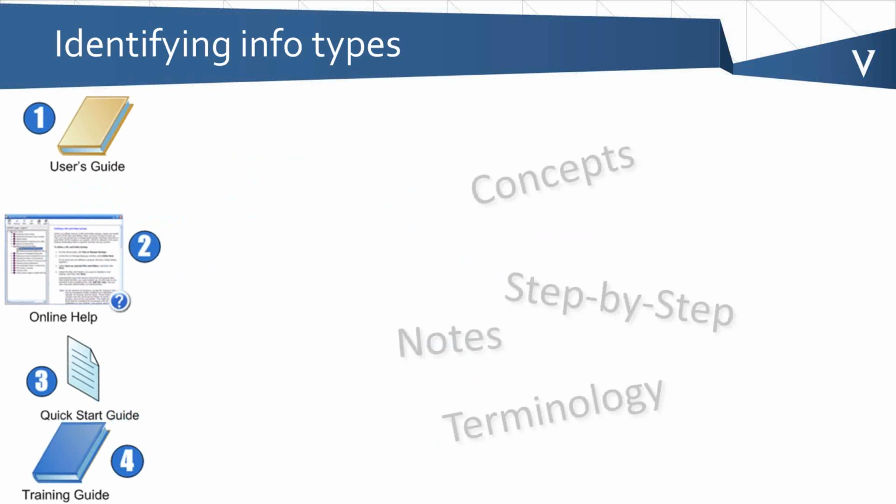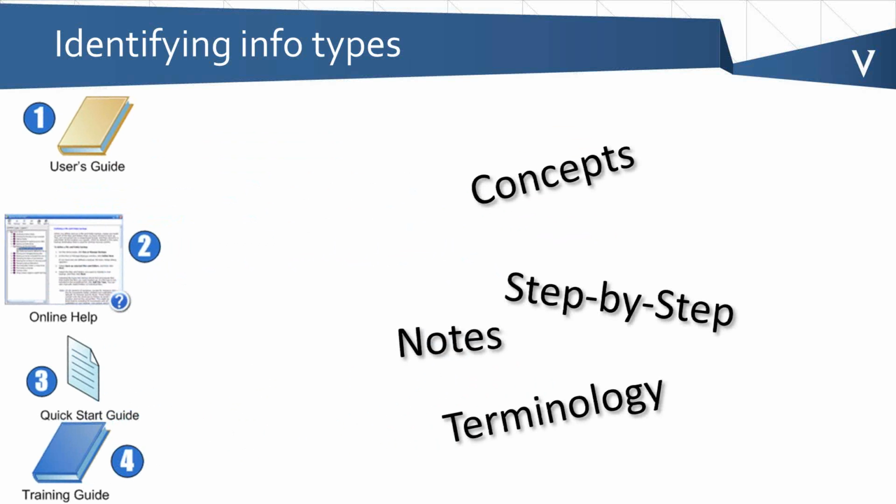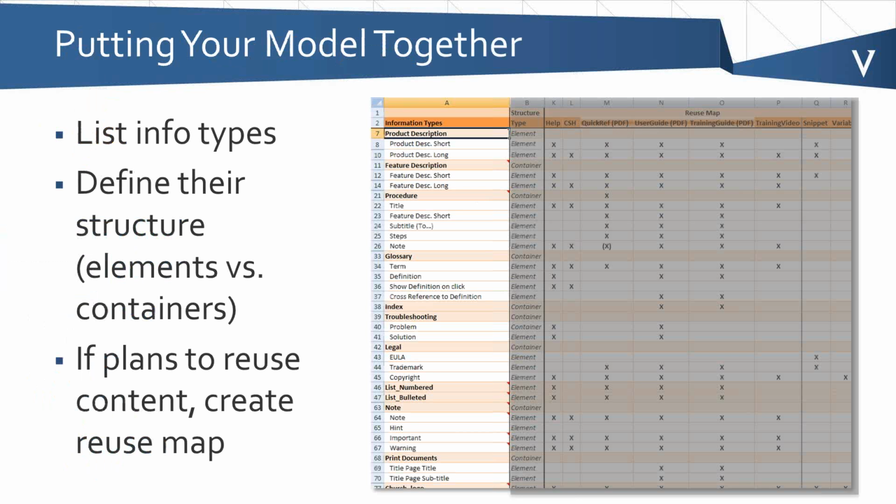So you may have a user's guide, online help system, a quick start guide, training guide, and then as you look through those and scan through those, you start to see these common elements within each of those. Those then kind of reveal themselves as information types that are inside your product. Whether you thought of a content model or not, these more than likely exist. So you can identify those, and then you can put your model together and be more explicit about it.